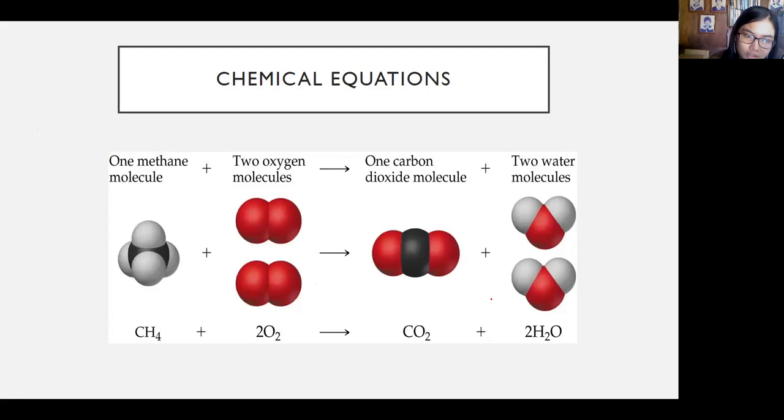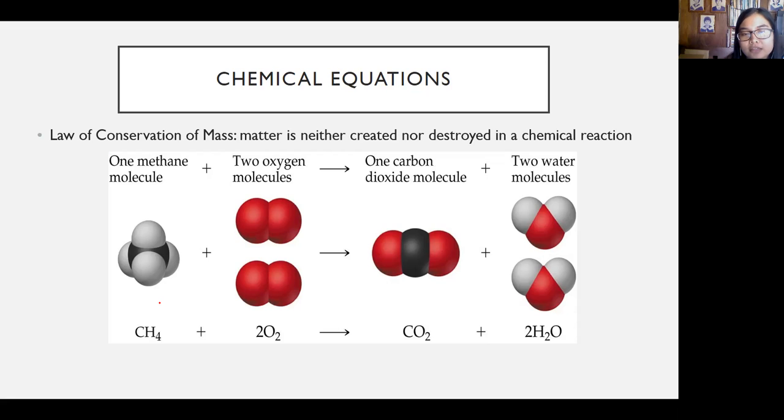So an example here is this: 1 methane molecule plus 2 oxygen molecules, which will yield 1 carbon dioxide molecule and 2 water molecules. So we must remember the law of conservation of mass, which states that matter is neither created nor destroyed in a chemical reaction. Kaya dapat kung ilan yung ginamit natin sa reactant at kung ano yung ni-react natin sa reactant, siya din yung mapoproduce in the same number. However, syempre different compound.